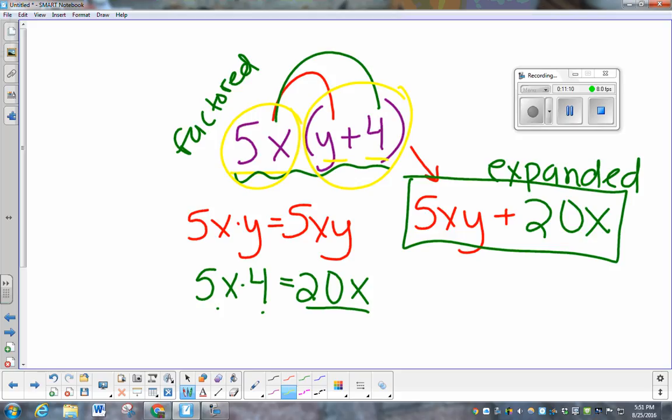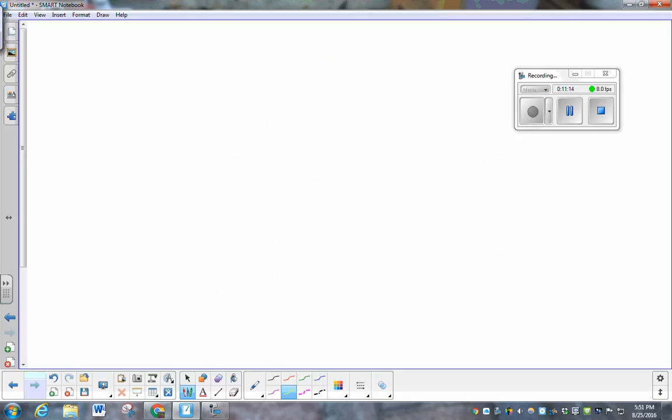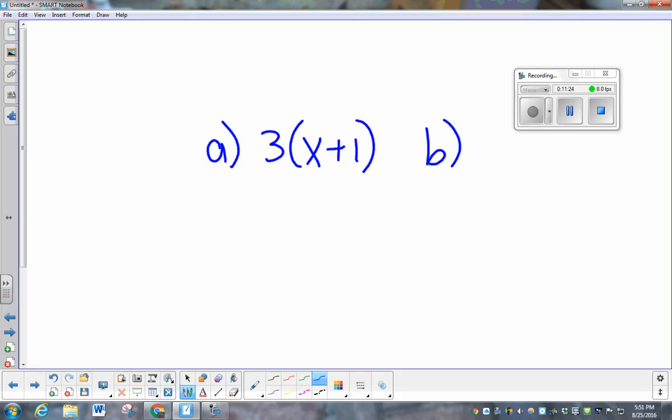So I want you guys to try writing two expressions in expanded form. I'm going to give you them in factored form. All right, so I want you to distribute, in this case, the 3 to the x plus 1. And for b, I want you to try distributing this negative 2x to x minus 7. That one's tricky with the negative, so be careful with that one. All right, try both of those, and we will check those next time we're in class.